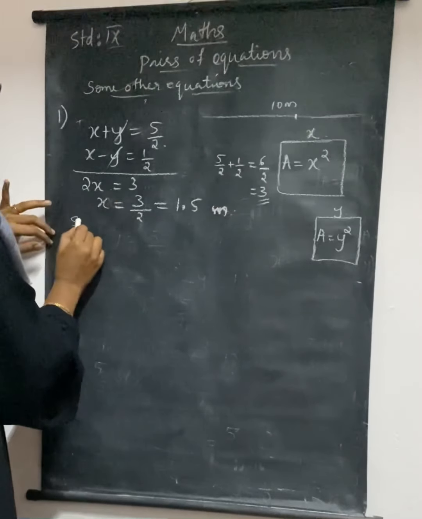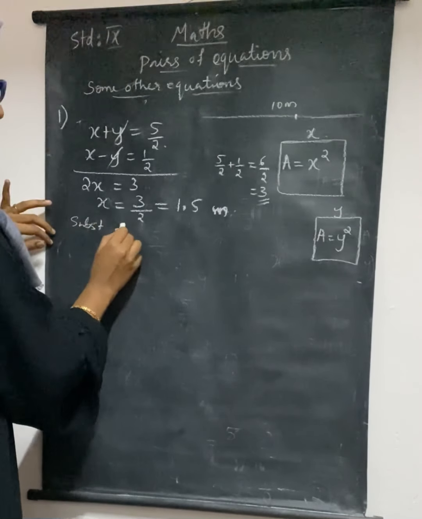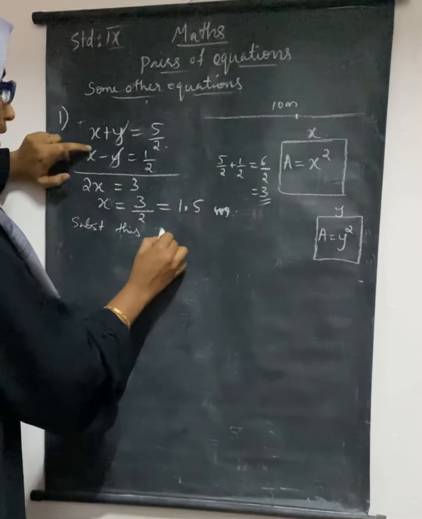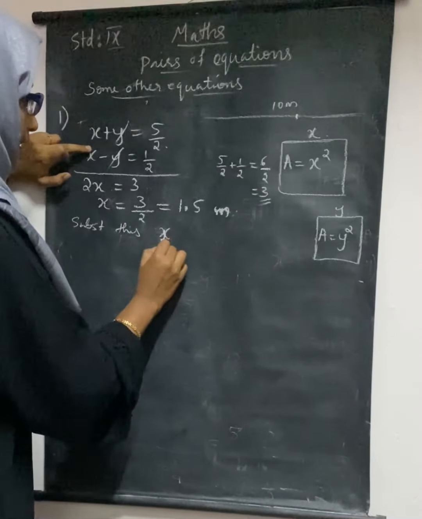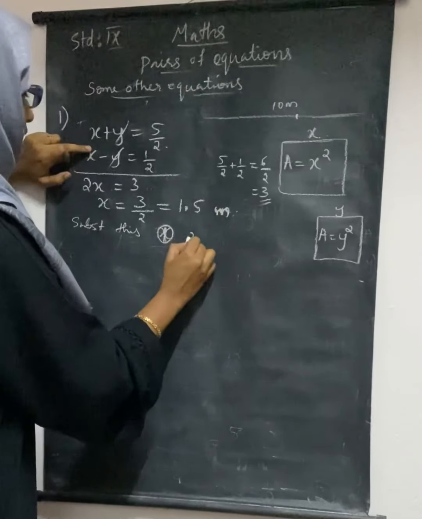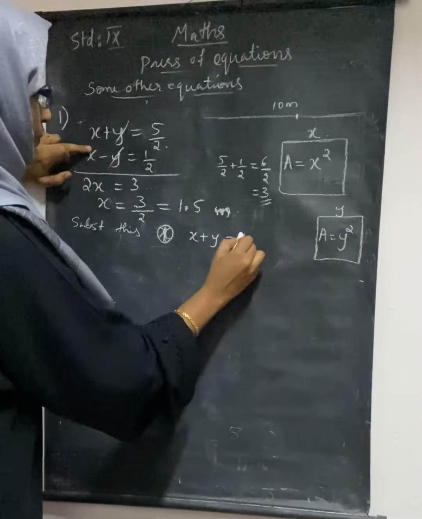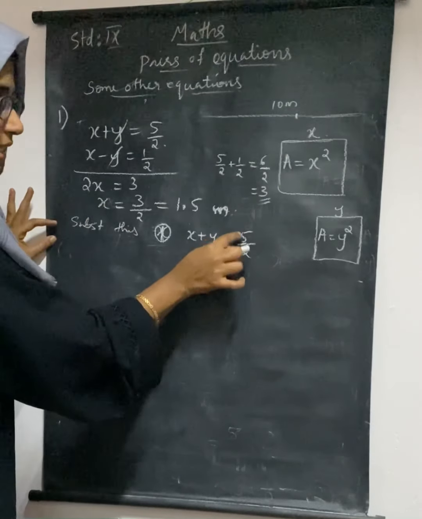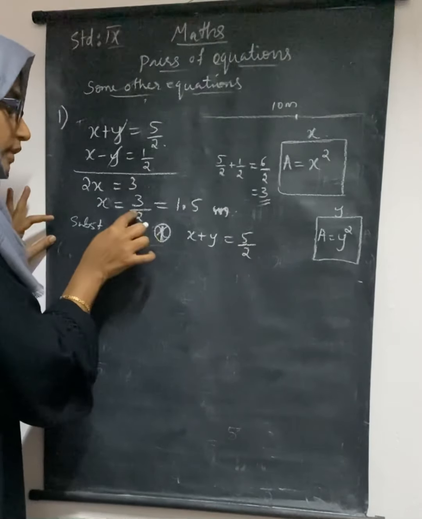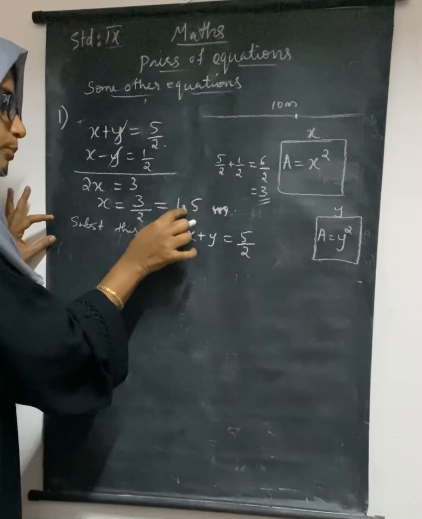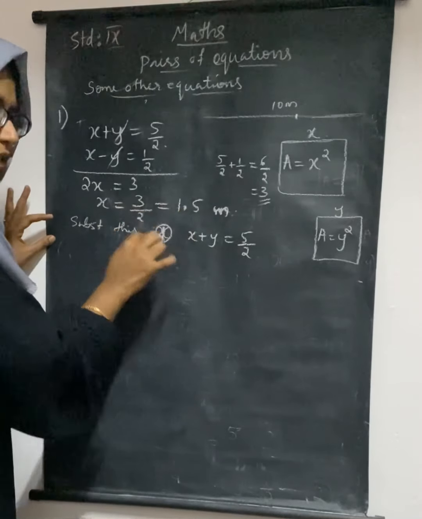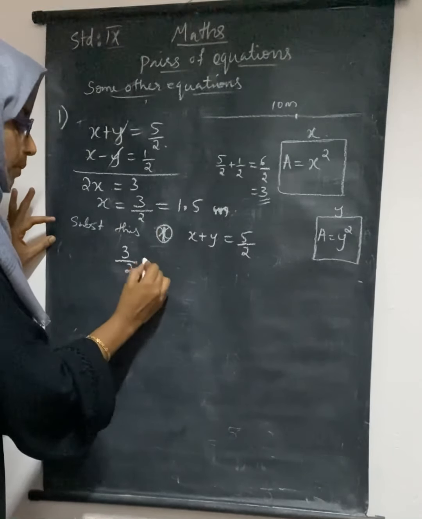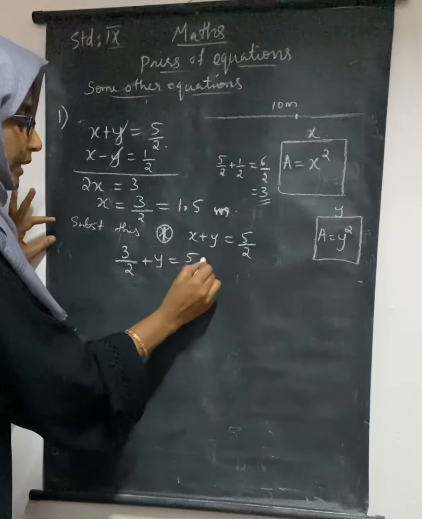Now we have to substitute this in any of the equations. Any of the equations means the first one you can take. Substitute this in equation 1, okay? x plus y is equal to 5 by 2. So here fractions are there, no? So with fractions, it is better to take the fraction only, because decimal points are not needed and it is easy to calculate. So for x, 3 by 2 only I am taking.